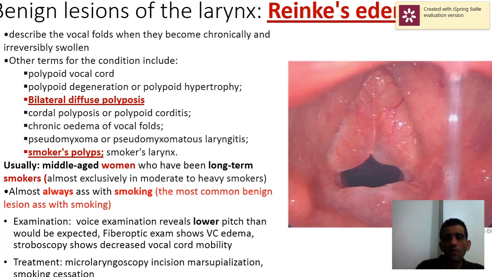Examination reveals a lower pitch than would be expected. Fiber optic examination will show edema of the vocal cord, as we see in this picture, with restricted mobility on stroboscopy. The treatment is conservative, with prevention of the predisposing factor. If persistent after 6 weeks or 3 months, it may need surgical intervention.